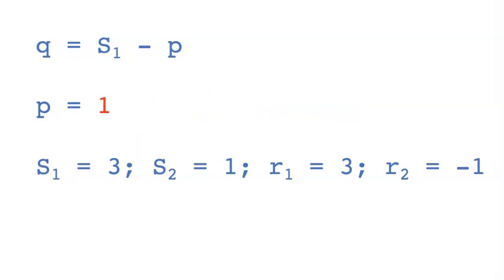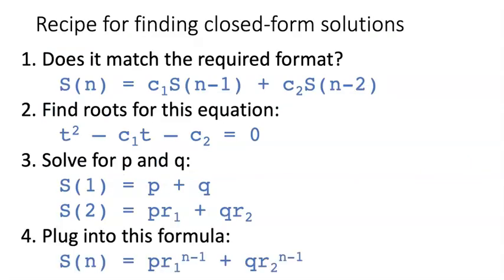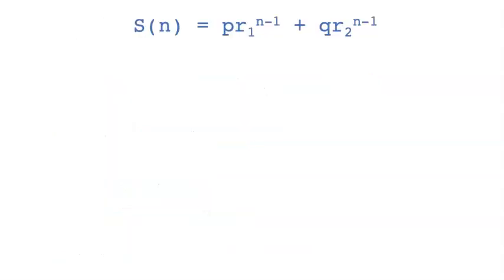So p equals 1. Now that we know the value of p, we can plug it into our other formula for q. 3 minus 1 is 2. So q equals 2. After solving for p and q, we're ready for step 4 of our recipe. Plug all of our numbers into this formula, and that's the closed form solution.